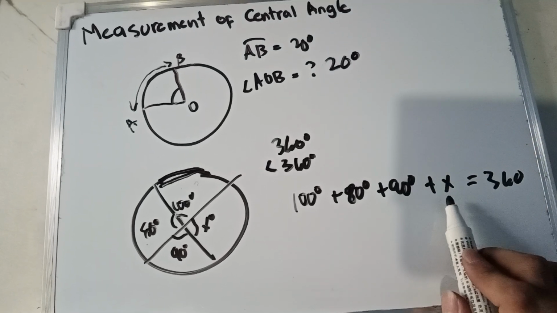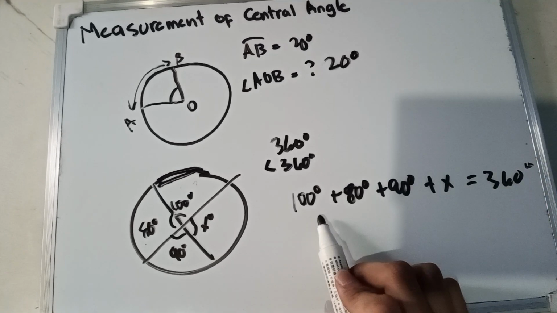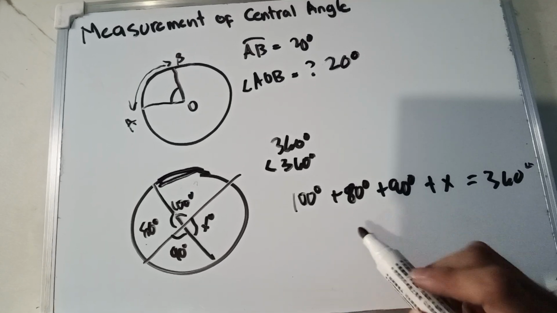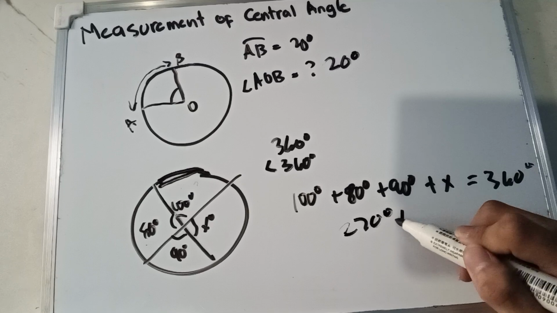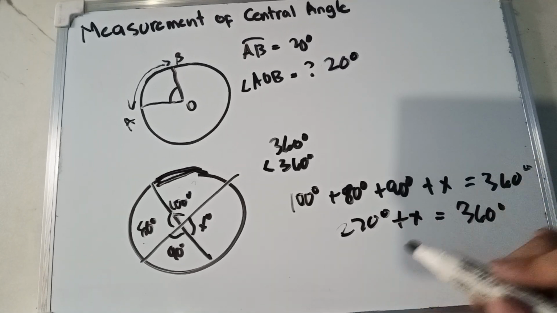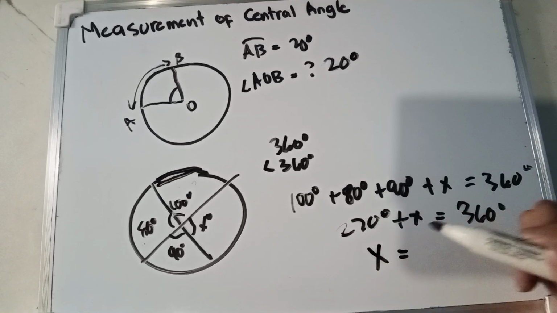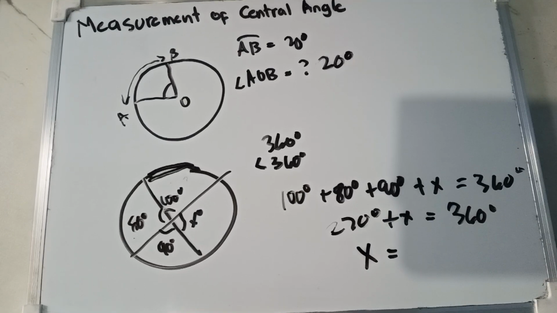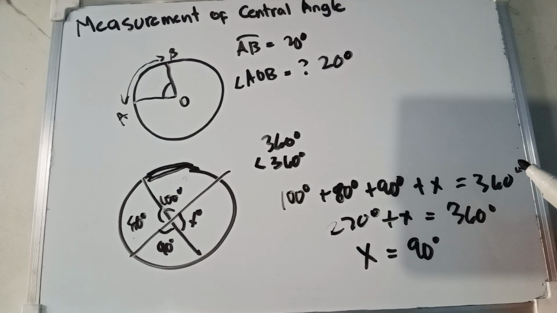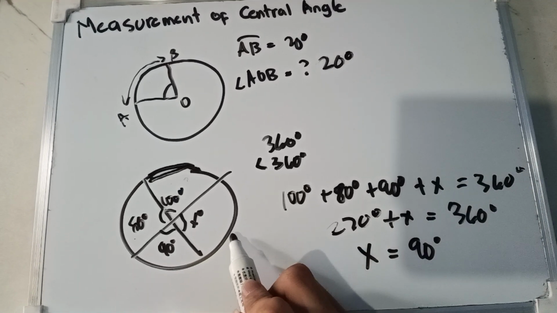Now in this case, we can find x by simple algebra. 100 plus 80 plus 90 is 270 degrees, plus x is equal to 360 degrees. Now if we subtract 270 from both sides, we are left with x. 360 minus 270 is 90 degrees. Therefore, the value of x here is 90 degrees.